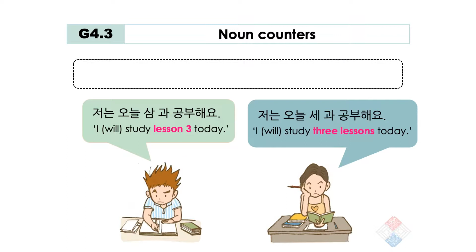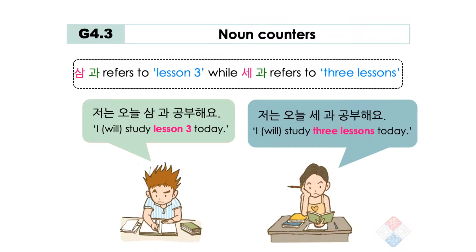So you study lesson 1, lesson 2, lesson 3. Then you can say, 저는 세 과 공부해요. So to summarize, 삼 과 refers to lesson 3, while 세 과 refers to 3 lessons.